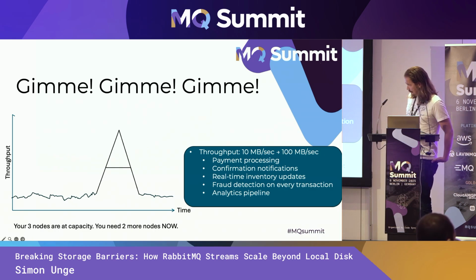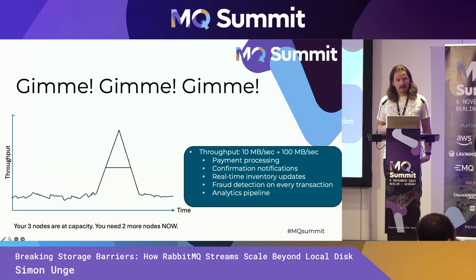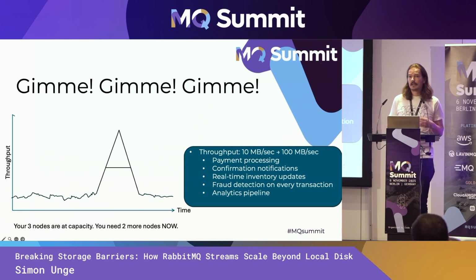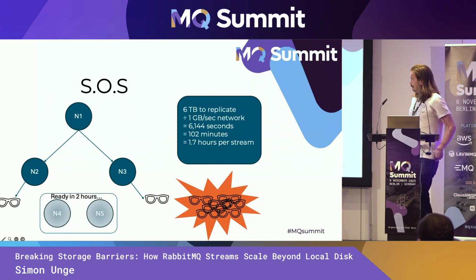So what do you do? Well, you scale up, right? That's the natural solution to this problem. You just add more nodes. Like 3 nodes can't handle it, so we'll add 2 more nodes, and we'll have 5 nodes, and everything will be all dandy, right? Well, no.